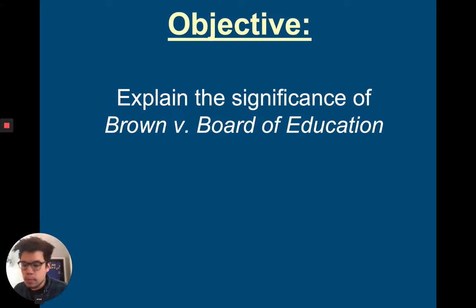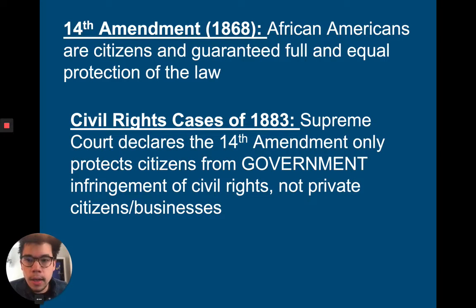So, as you may recall, the 14th Amendment passed shortly after the Civil War, grants African Americans citizenship and guarantees them full and equal protection of the law, right? So 1868, 14th Amendment, everything should be good, and yet, no, it's not even close.